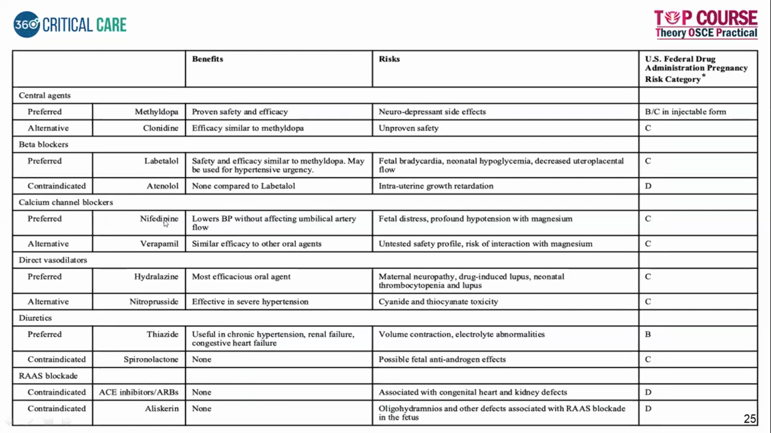So these are the groups of drugs which can be used in pregnant ladies for preeclampsia. As I told, for central actions, the preferred agent is methyl dopa. Alternatively, you can use clonidine. If you see, most of the drugs are C, C, C, C. Okay, rarely it is B. Okay, then in beta blockers, preferred is labetalol, better to avoid atenolol. Calcium channels, preferred is nifedipine, alternative would be your verapamil. Then your direct vasodilators, diuretics, and important is contraindications.